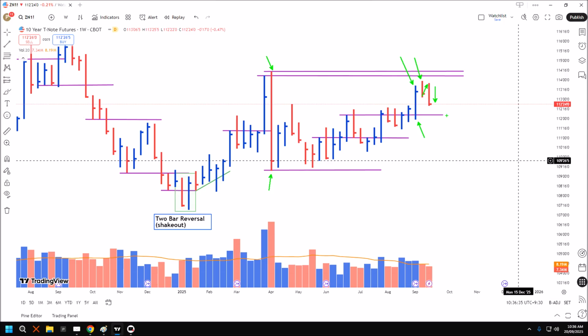You may see price come back and test this level here, which is an intermediate breakout line, intermediate being inside the overall range. And it might come down and test that line for strength. We'll see. That would be the expectation at this point.